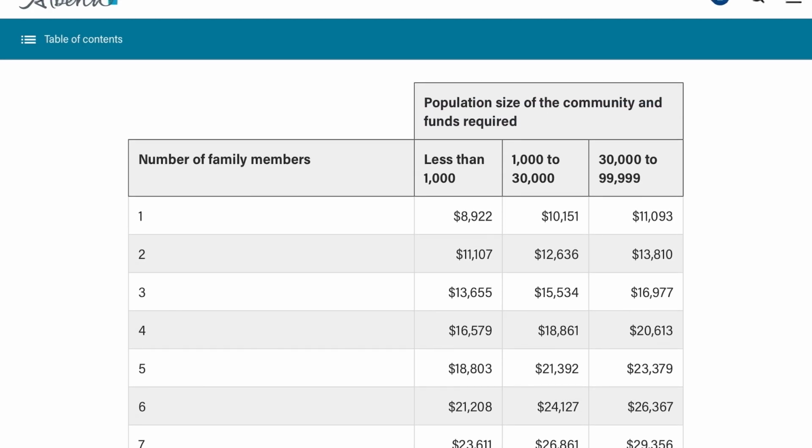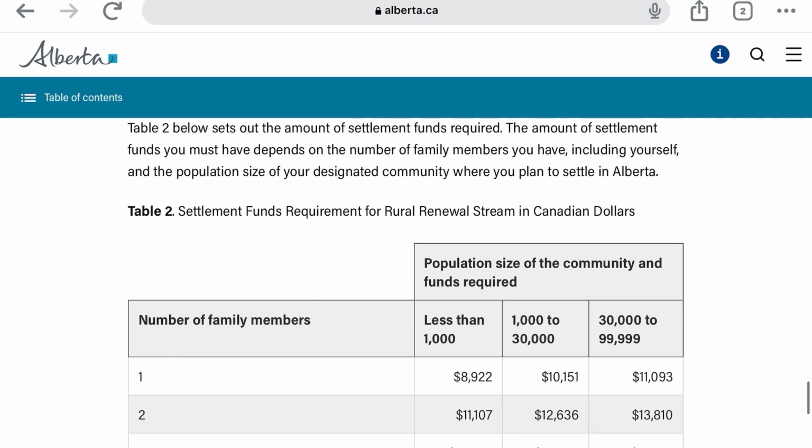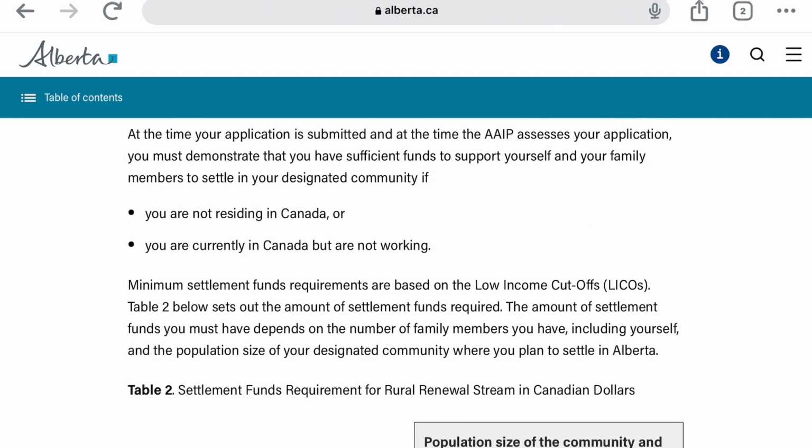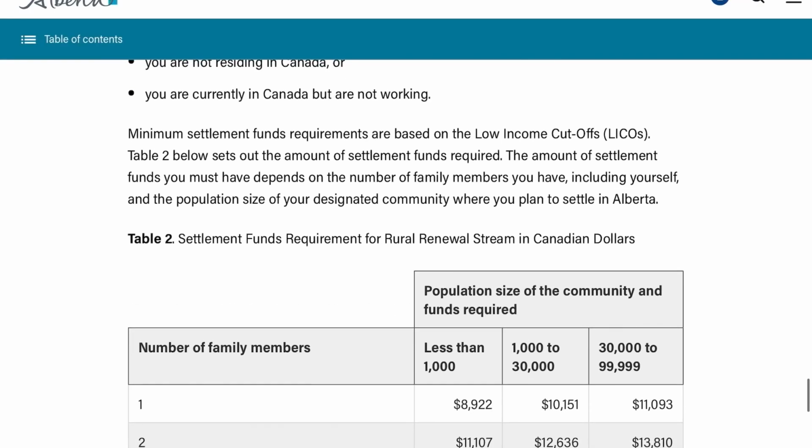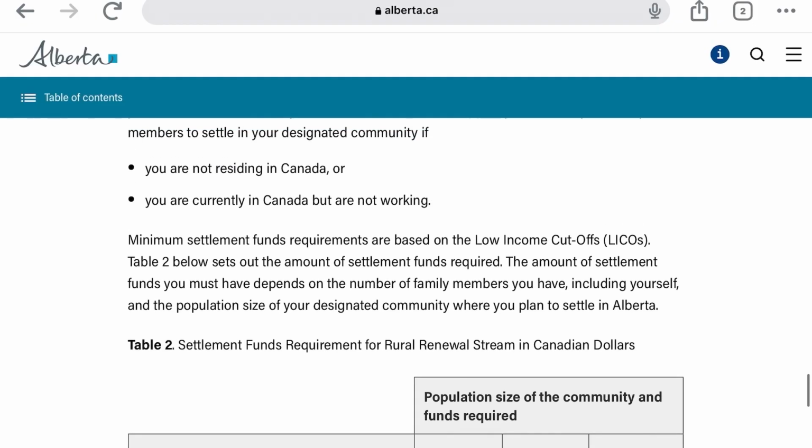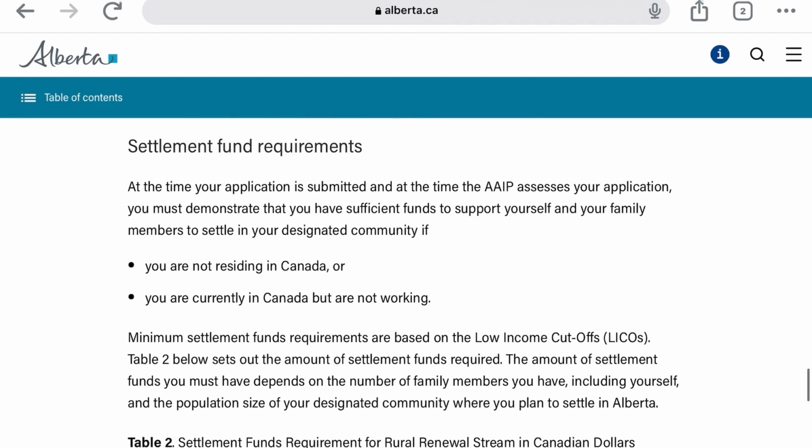So it will depend on the size of the community and the number of family members. So this is the table that you need to follow, and this is applicable for people who are not residing in Canada or who are in Canada but who are currently not working. So this again comes very close to the federal proof of funds requirement, but this assessment is required. So for example, if you are applying under Canadian Experience Class, I'm just taking an example, right? In the federal rule, you qualify under Canadian Experience Class, so you don't need to provide any proof of funds. But the Rural Renewal Stream operates outside the Express Entry umbrella.